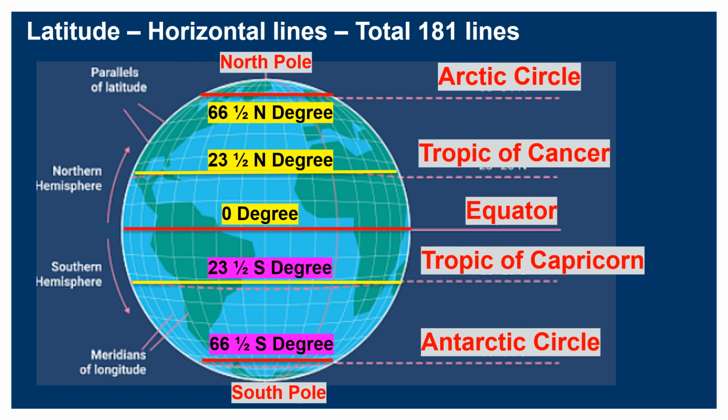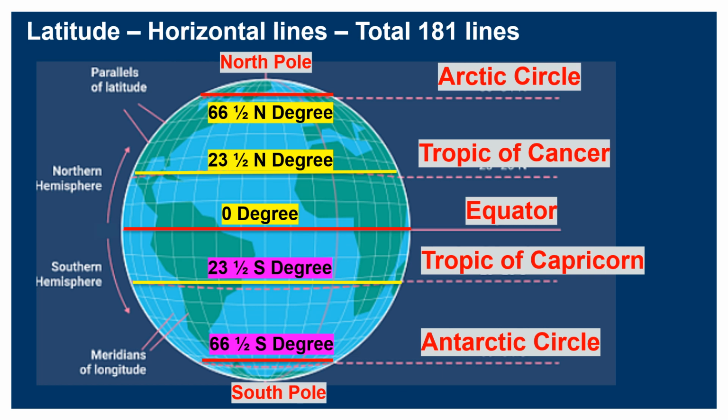Now let us see important latitudes on Earth. The equator, we already know, is a 0-degree latitude and it is the longest latitude on Earth. Northern Hemisphere has three important latitudes. One, Tropic of Cancer at 23.5 degrees north. Another latitude is the Arctic Circle at 66.5 degrees, and the North Pole is a 90-degree north latitude.